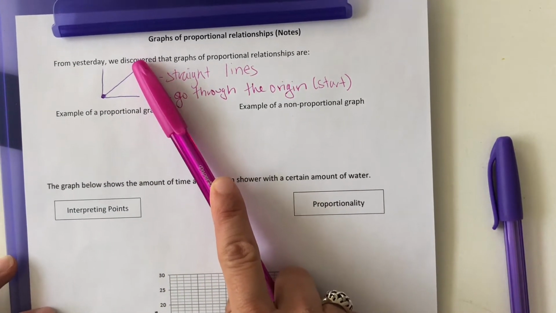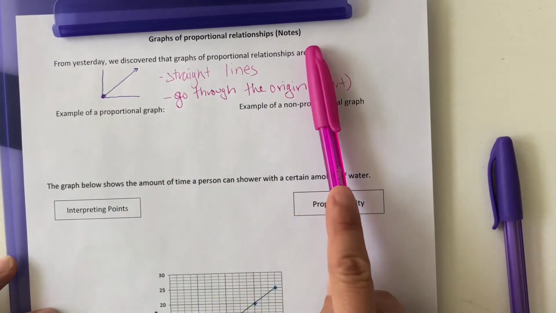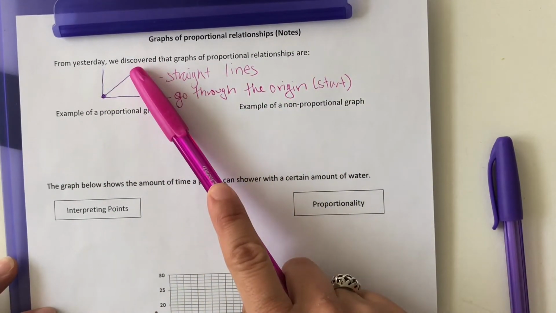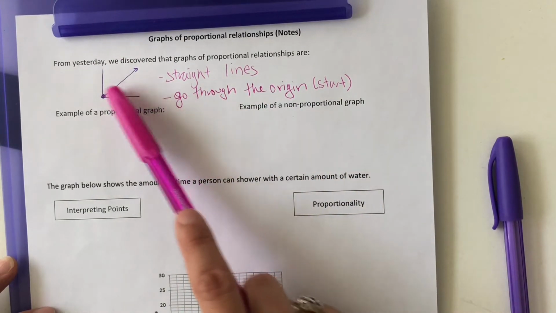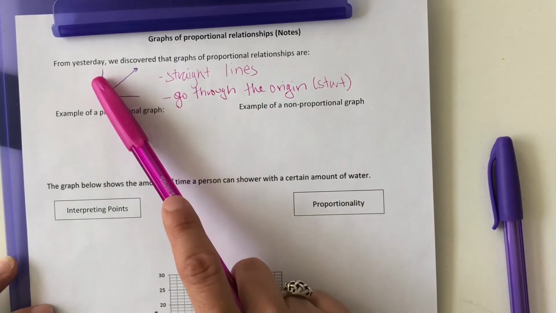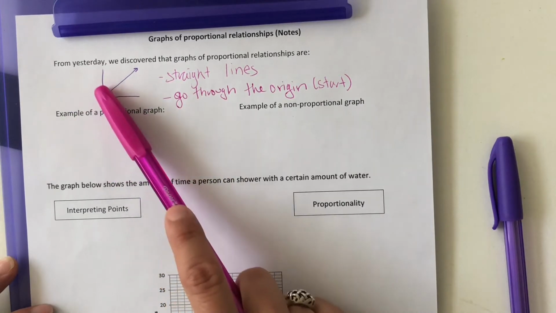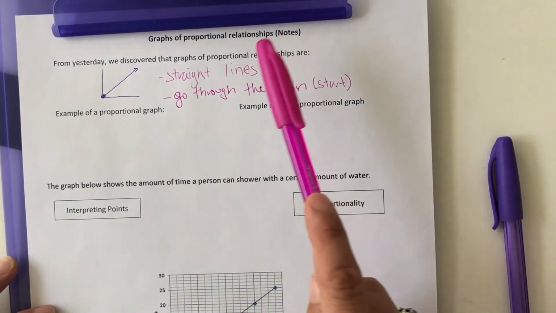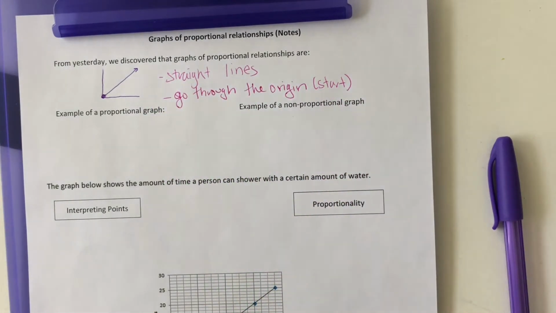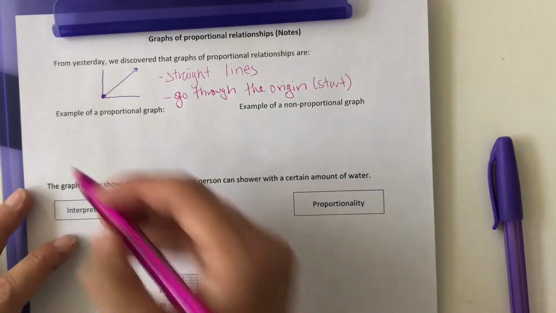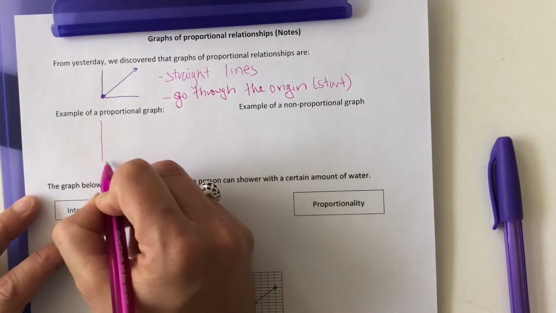And so from that we can know that graphs of proportional relationships are always straight lines, and they always go through the origin. In the case of many situations, they start at the origin because it doesn't make sense to have negative time or negative balloons popped. So, graphs of proportional relationships are straight lines that go through the origin. Without even knowing any numbers, we can tell by looking at a graph whether it's proportional.